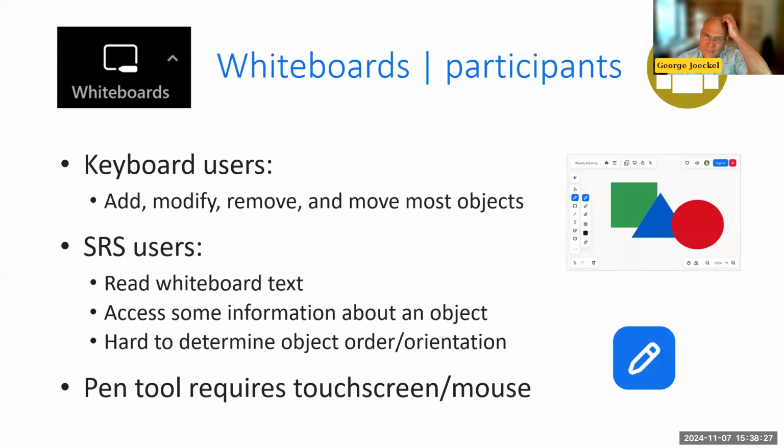The pen tool requires a touch screen or a mouse. So for anybody that is a keyboard user, which would include screen reading software users or people that use other devices, tracking devices, assistive technology devices that simulate a keyboard, they're not going to be able to use that pen tool. And also, if you're writing text with a pen tool, then that text is not going to be readable for a screen reading software user.